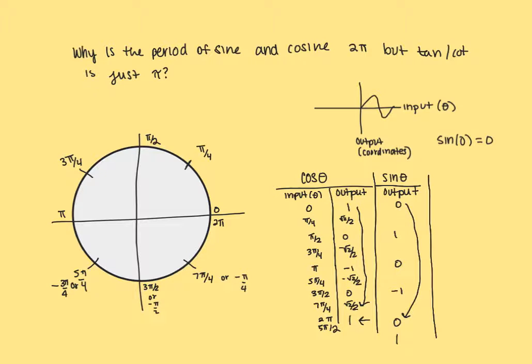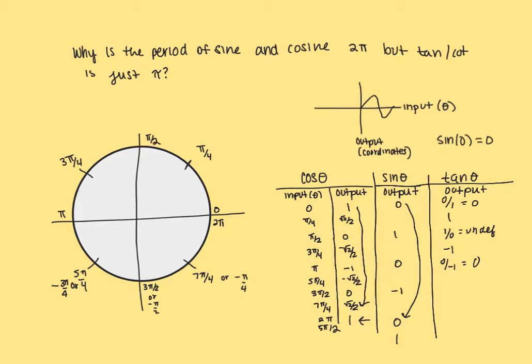Now let's take a look at tangent. I'm going to write the outputs for tangent theta. The output for tangent of 0 is y over x, so 0 over 1, which is 0. Tangent of pi over 4 is 1. Tangent of pi over 2 is 1 over 0, which is undefined. Tangent of 3 pi over 4 is negative 1. Tangent of pi is 0 over negative 1, which is 0.